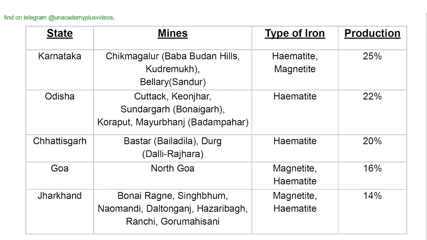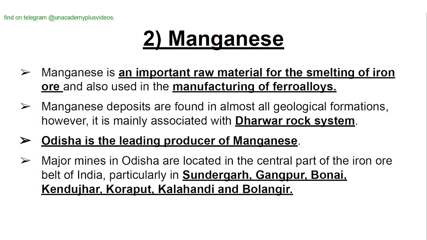Goa: North Goa, type of iron is magnetite and hematite, and the production is 16%. Jharkhand: Bonai, Rane, Singhbhum, Nawamandi, Daltonganj, Hazaribagh, Ranchi, Gua, Mahisani. Both magnetite and hematite, almost 14% of the production.